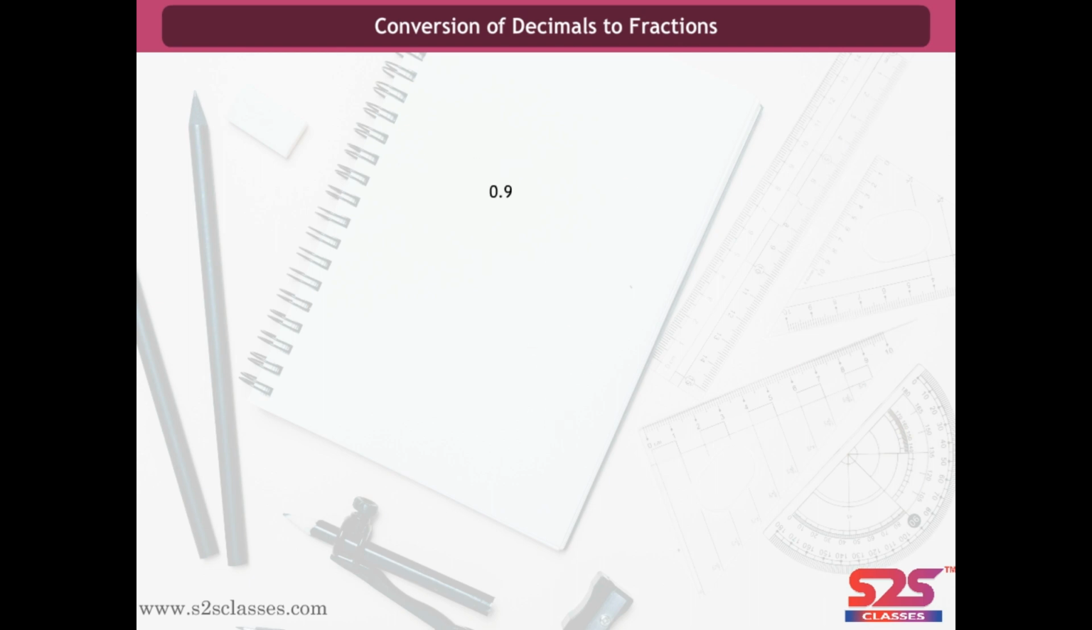Similarly, we can write 0.9 as 9 by 10, 0.593 as 593 by 1000, and 0.00243 as 243 by 100,000. Now let us solve the given example. Show that 1.272727 and so on, that is 1.27 bar, can be expressed in the form p by q, where p and q are integers and q is not equal to 0.